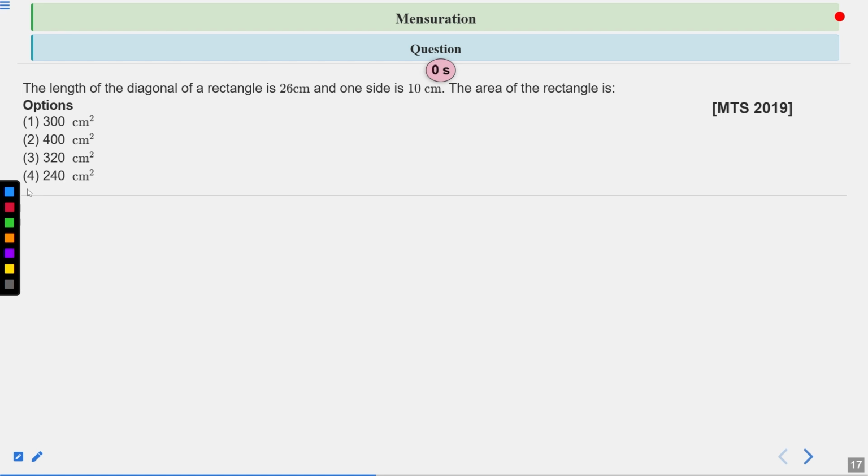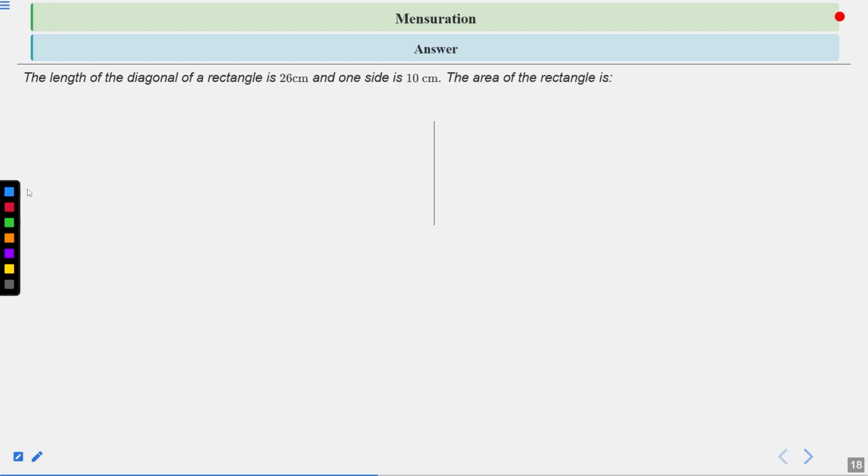Now time's up. Let's see the solution of this question. So question says that the length of the diagonal of a rectangle is 26 centimeter and one side is given. So we can calculate the second side, because in a rectangle there are two right angle triangles, and the hypotenuse of this right angle triangle is given and one side is 10. So by using the Pythagoras theorem we can calculate the next side, and then we can calculate the area of the rectangle by using the formula length into breadth. So the correct answer of this question is fourth one, which is 240 square centimeter.